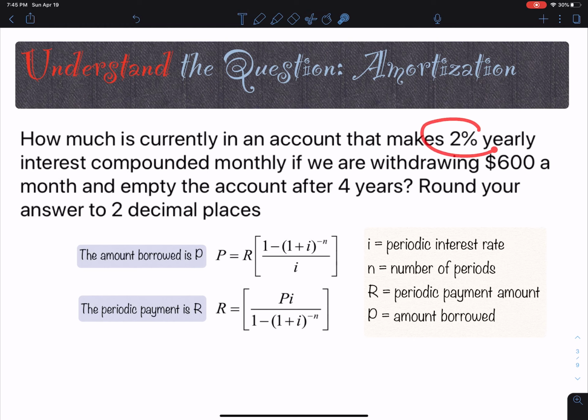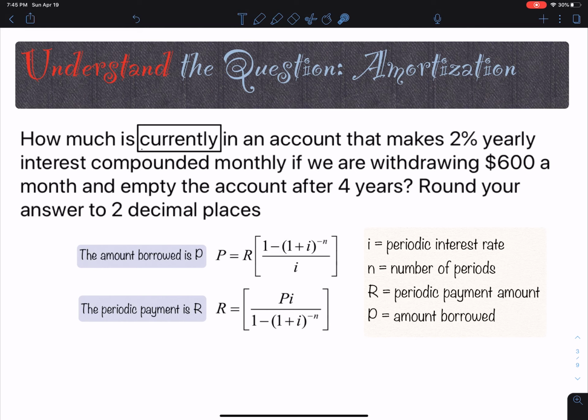We got the interest rate, it's 2%. We got the compounding period, it's monthly. It says that we're withdrawing $600 a month. But realize that we want to know what we have currently. We want to know what amount of money we have right now if we're going to draw $600 from it every month. We're paying 2% interest because we still owe money. But the question is, how much money did you sort of borrow, right? It's kind of hard to realize that this question deals with borrowing some money. It doesn't say how much did you borrow anywhere in the question.